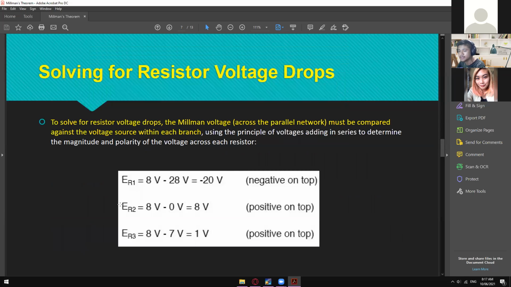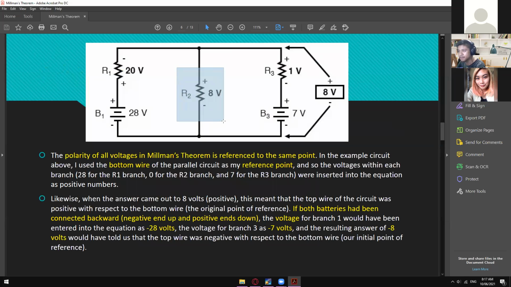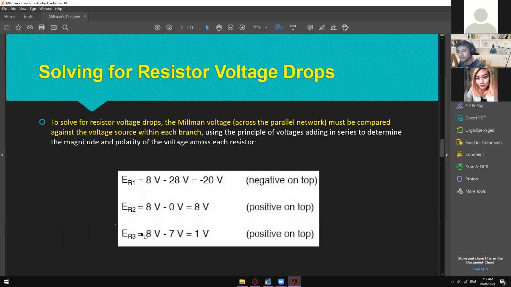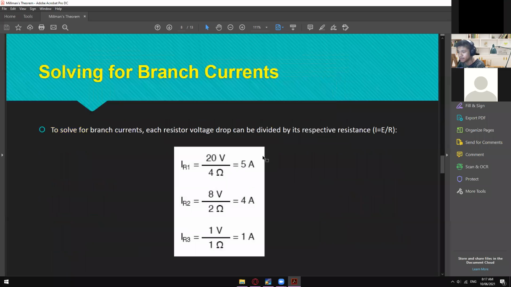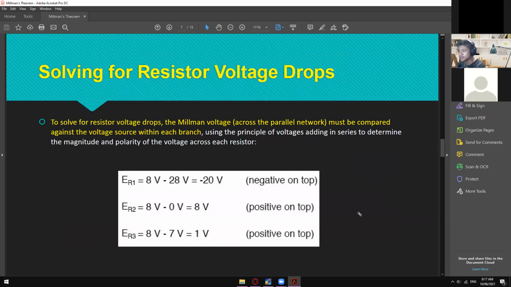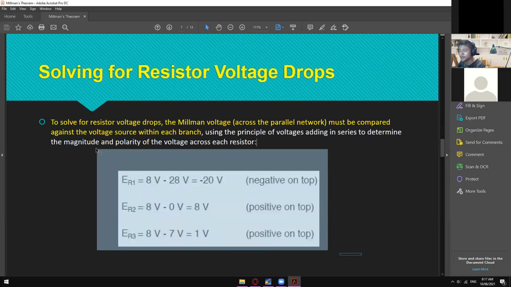And then for R2, we have 8 volts minus 0 volts. That's an indicator that we have 8 volts on this branch right here. And then for the last one, 8 minus 7. So the remaining voltage drop is 1 volt right here. That's why we have positive 1 volt right here. Okay, so that's how we compute the voltage drop.